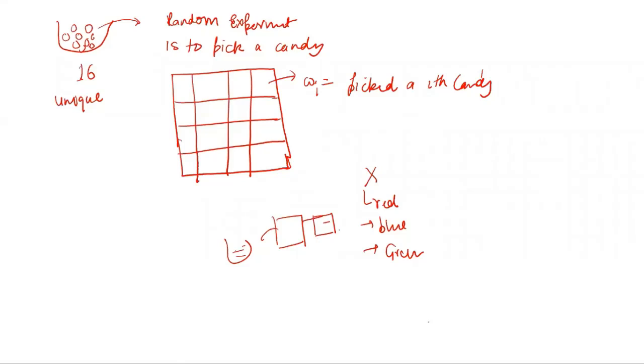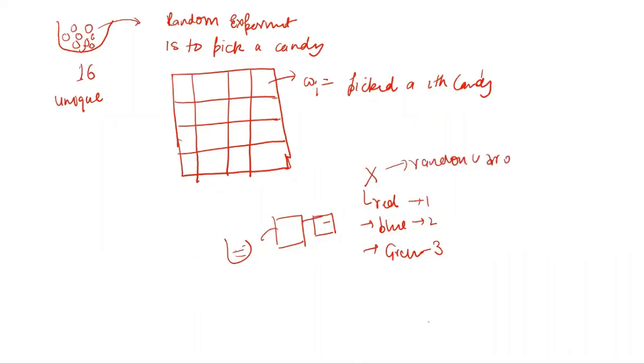So whatever is displayed, let's call that X. And let's make it a number. Suppose red is 1, blue is 2, and green is 3. So if it displays 1, it means it has picked a candy which is red. If it displays 2, it has picked a blue candy, and if it displays 3, it has picked a candy of color green. Right. So this is one. If you want to understand this, X is a random variable here, right?